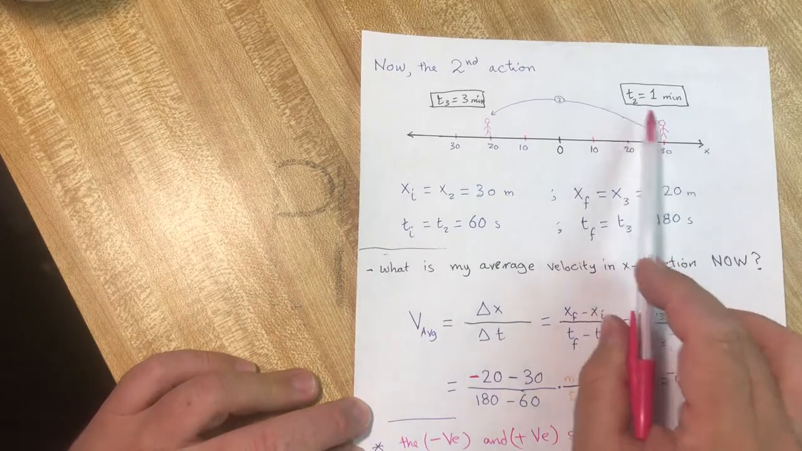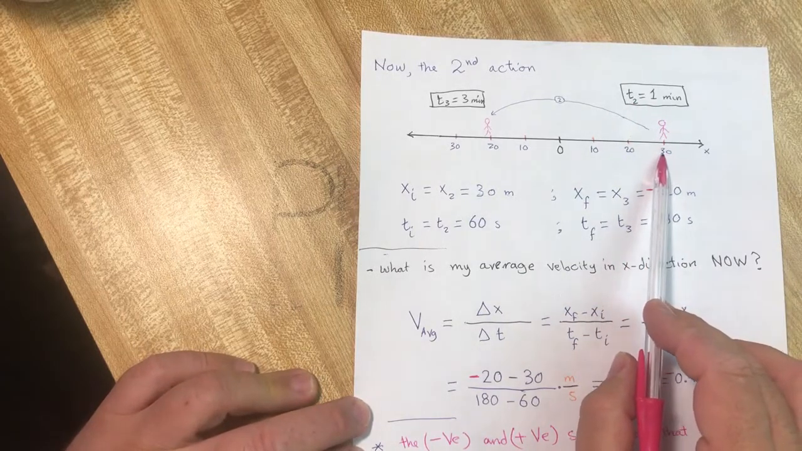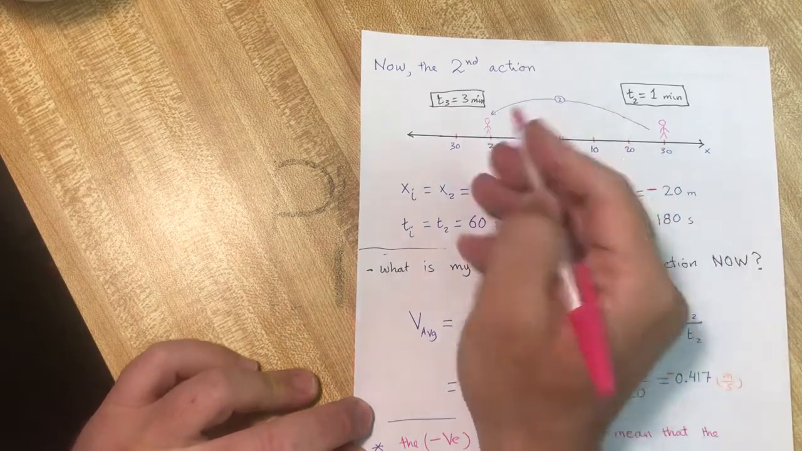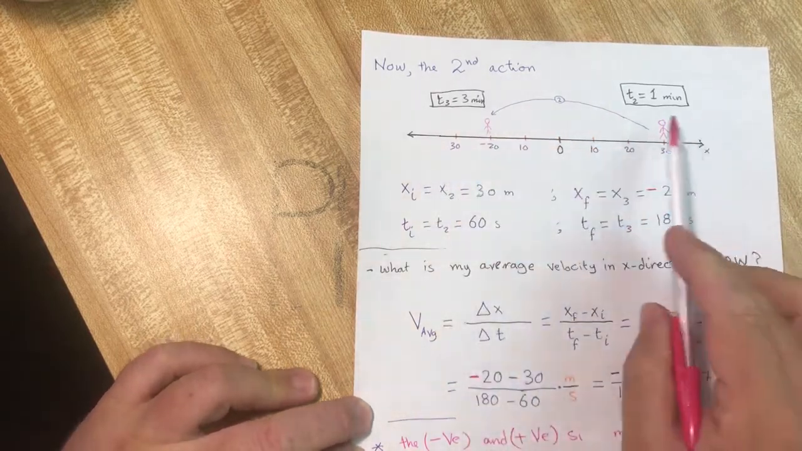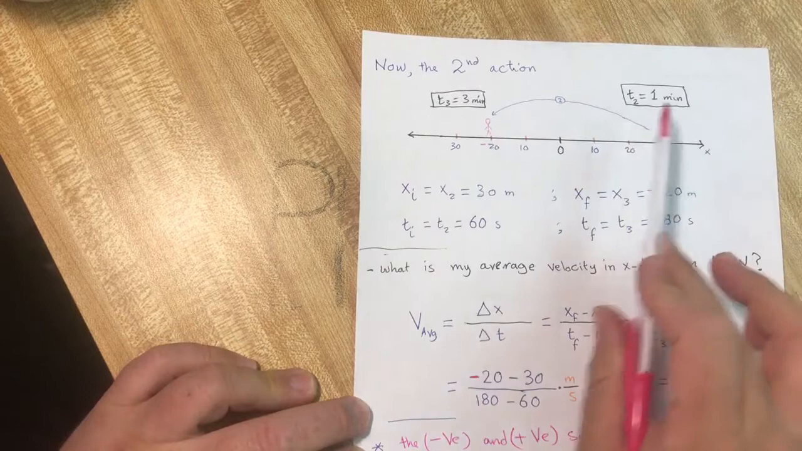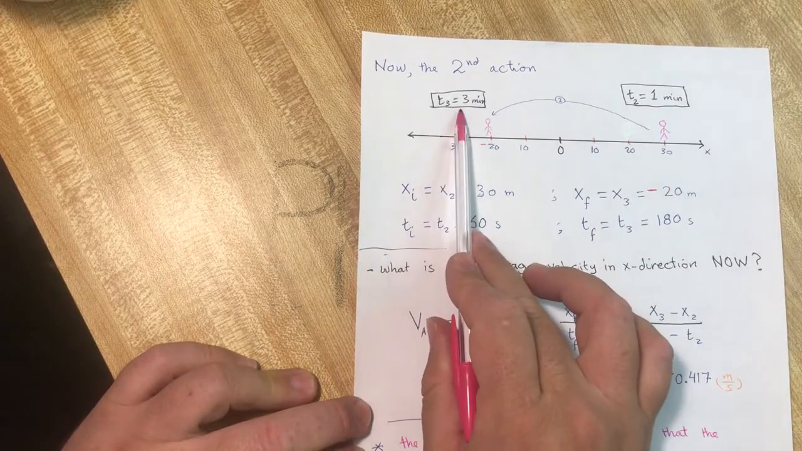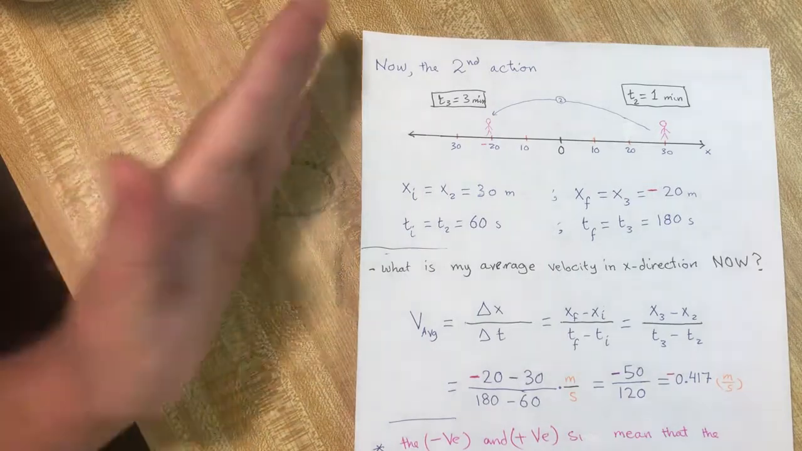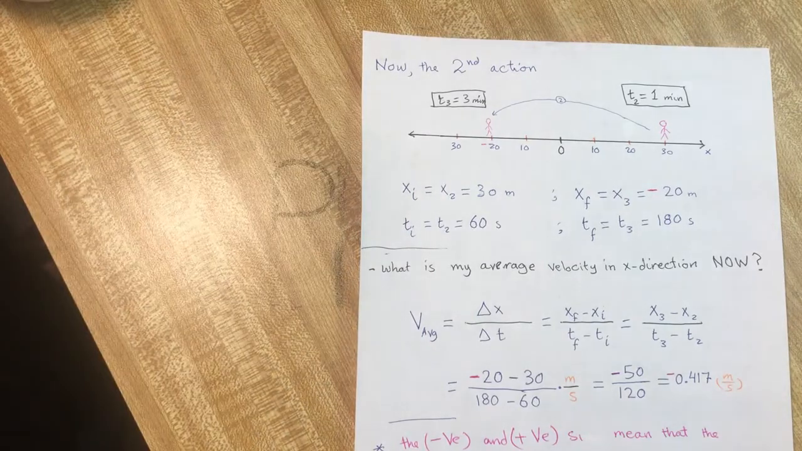I was at 30 meters, then I go to minus 20. My first time is 1 minute, then my final time is 3 minutes. Okay, I understand my second part of my problem. I need to know the variables and the parameters, the numerical values of them.